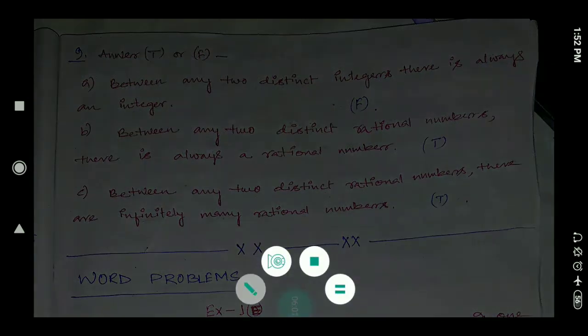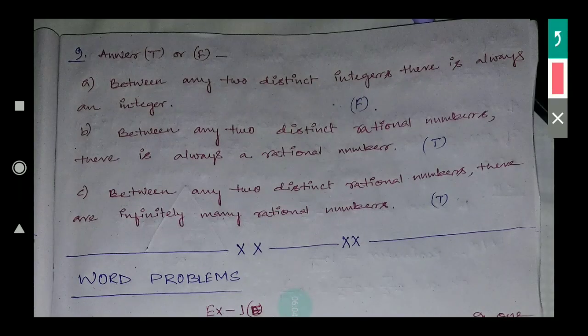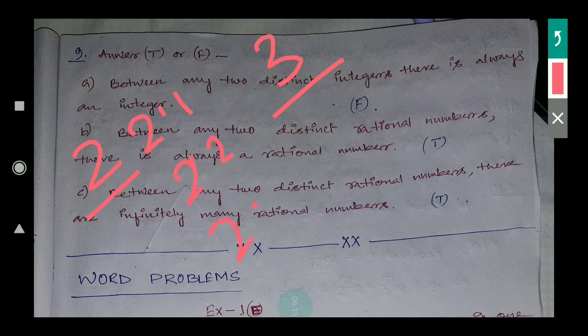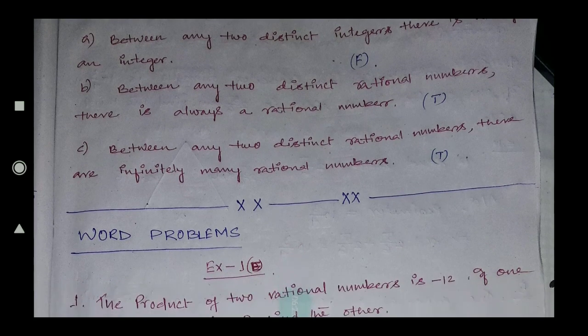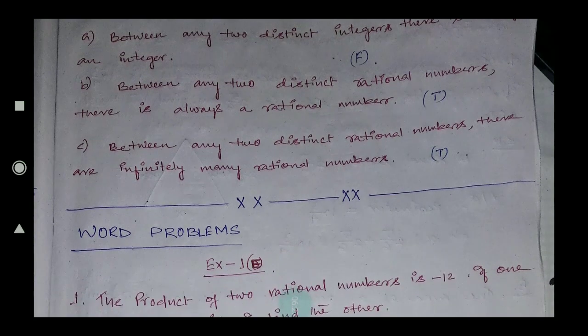Is it true? Yes, it is true. Between any two rational numbers, suppose you take 2 and 3. 2 is also a rational number, 3 is also a rational number. If I write 2.1, 2.2, 2.9999, like this, all are in between 2 and 3. So these all are rational numbers only. Okay, so this is true. Now C says between any two distinct rational numbers there are infinitely many rational numbers. This is also true. Okay.